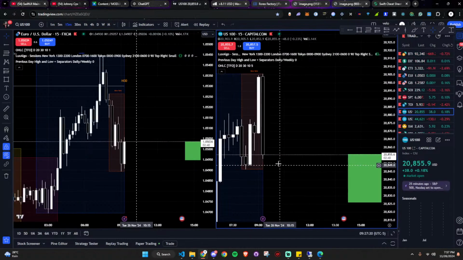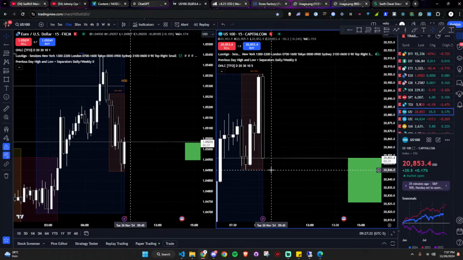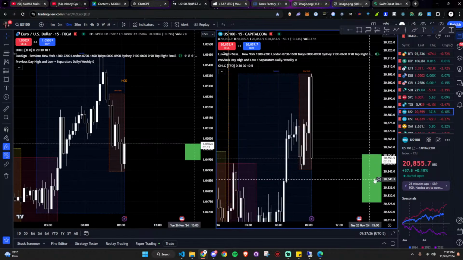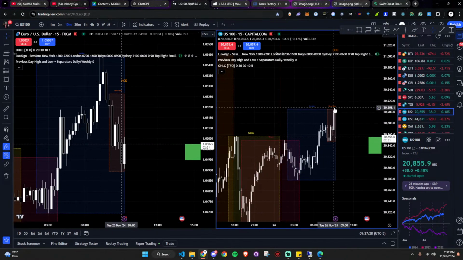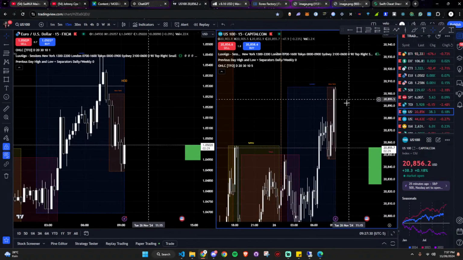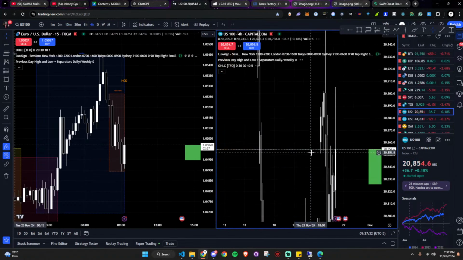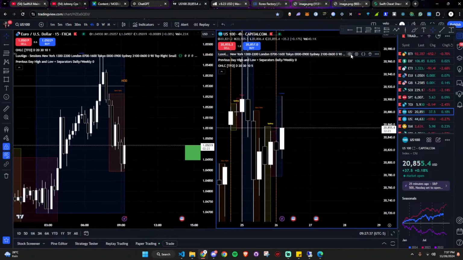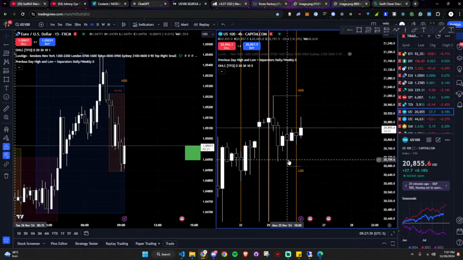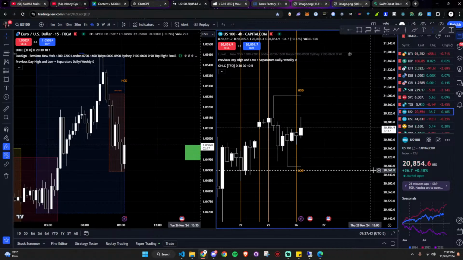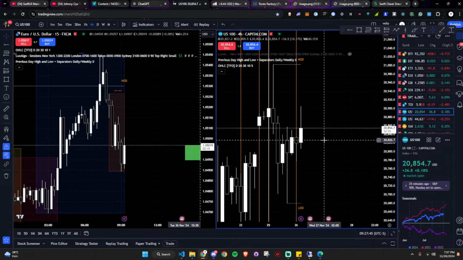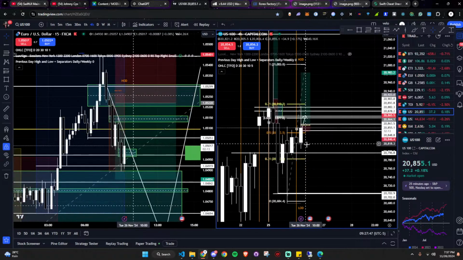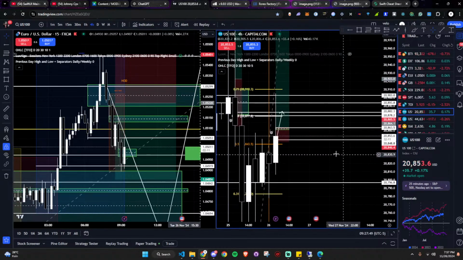Let's see. Okay, it seems like, look at this candle. Look at that wick. It's like in the middle of nowhere. The low of day was obviously taken out, right? It's like in the middle, basically. This high was taken out. So maybe we'll go for this low. Not sure.